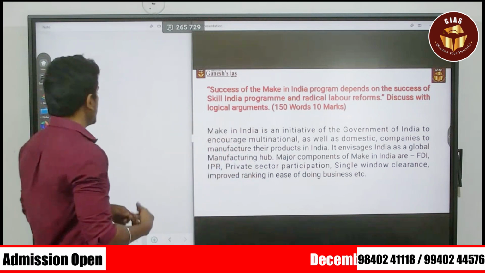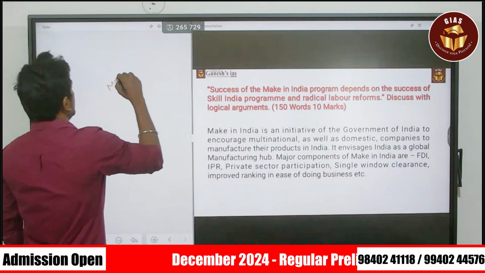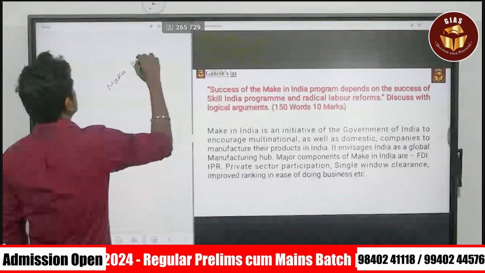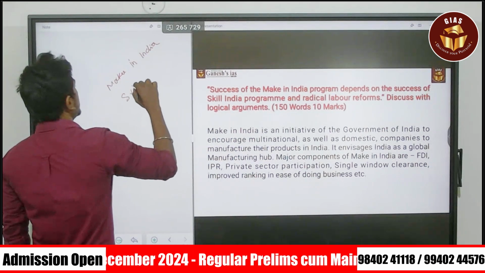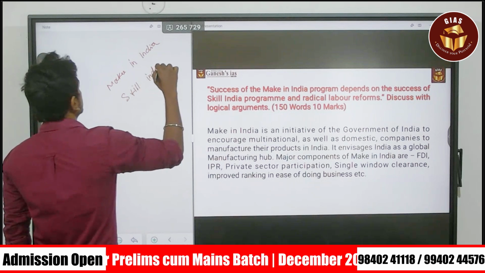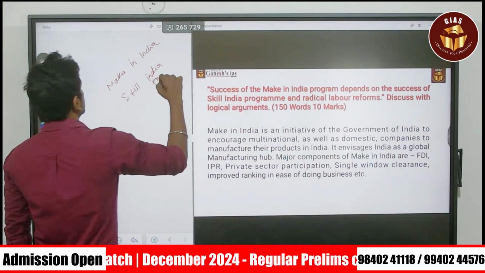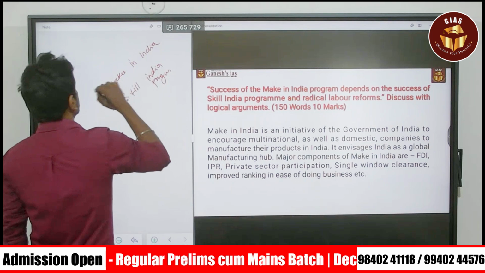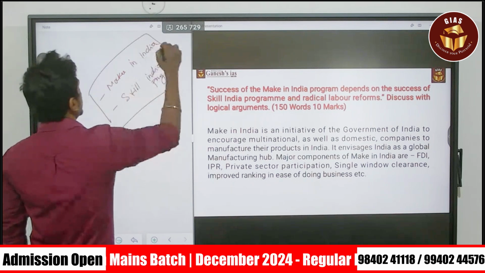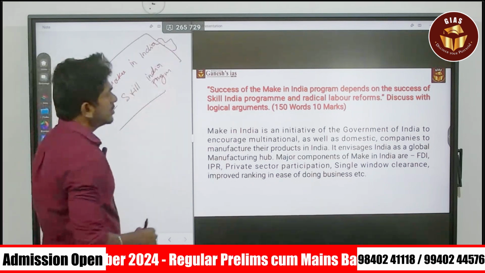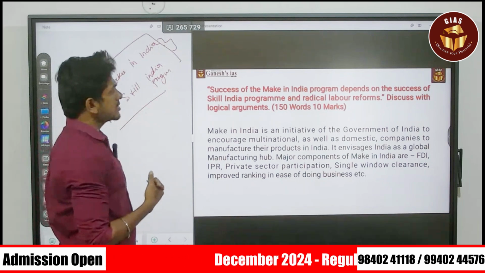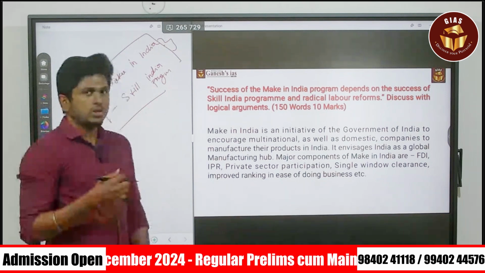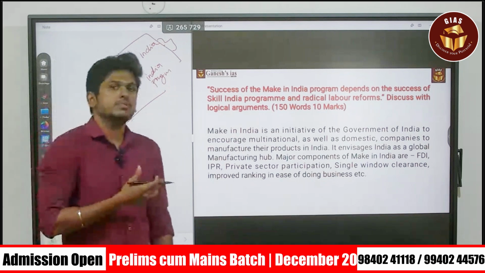So here it is speaking about the Make in India and also the Skill India program. They are trying to interconnect both of the schemes. So success of Make in India program depends on the success of Skill India program. First of all, you have to know what this Make in India is.